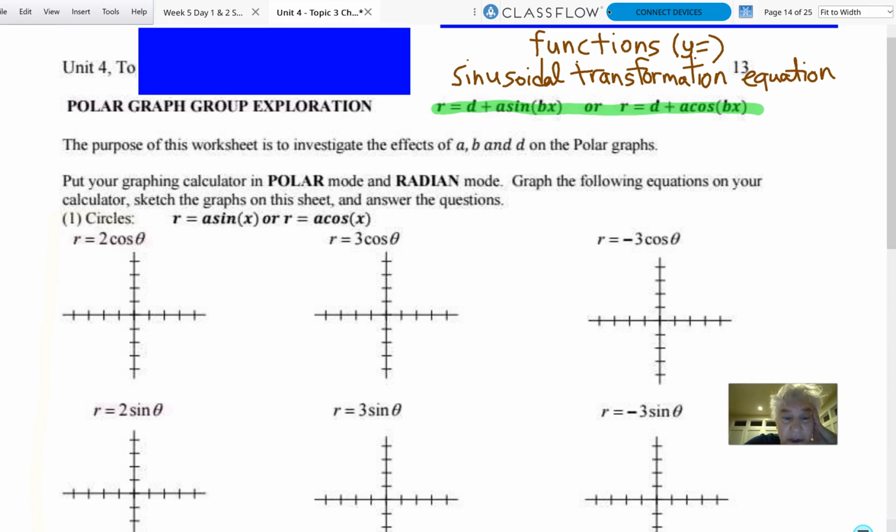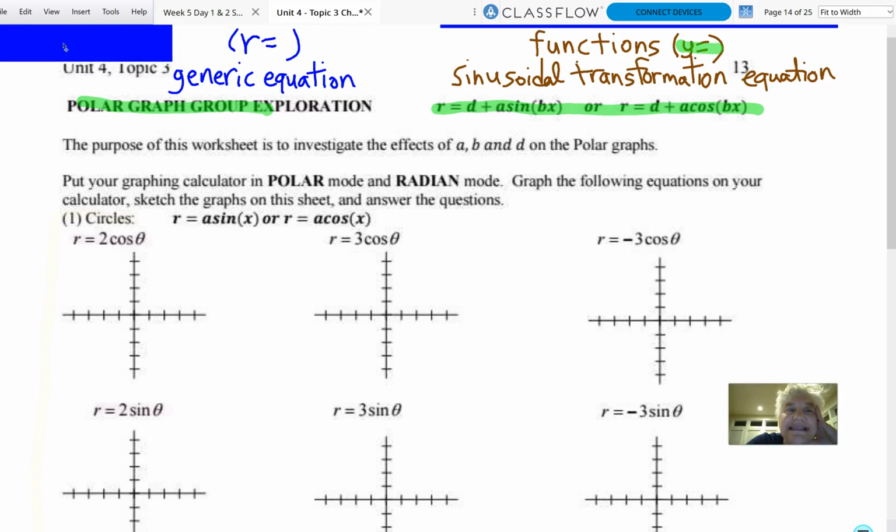And all of these equations, when I think of them as sinusoidal transformation equations, are y equals. Now, that's not the same for a polar graph. When I'm doing a polar graph, this is the generic polar graph equation. Our function graphs are y equals. I know this is a polar graph, and I'm doing a polar graph exploration, because the equation is equal to r, the generic polar graph equation.